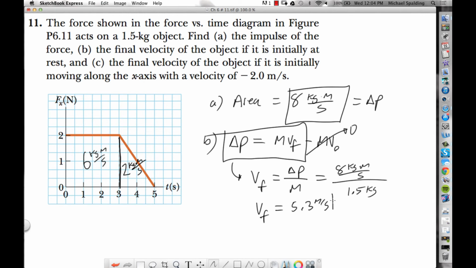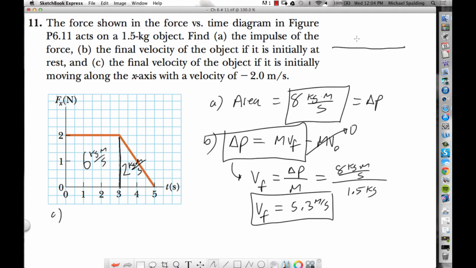Thank you. You're welcome. Okay, so for that, it comes out as 5.3 meters per second. And then the last question, the final velocity of the object if it's initially moving with a velocity of -2. So what does that mean?